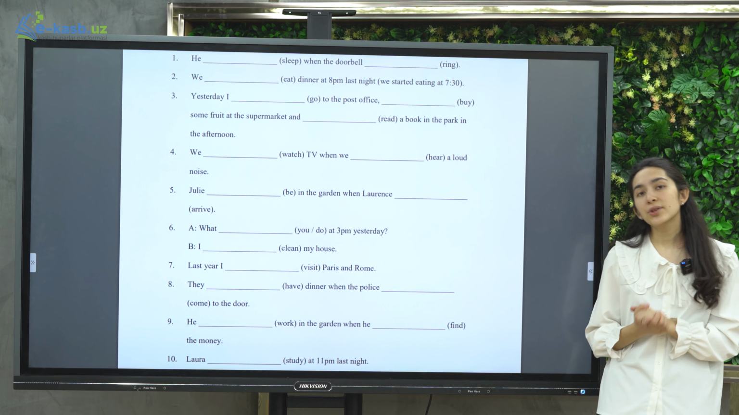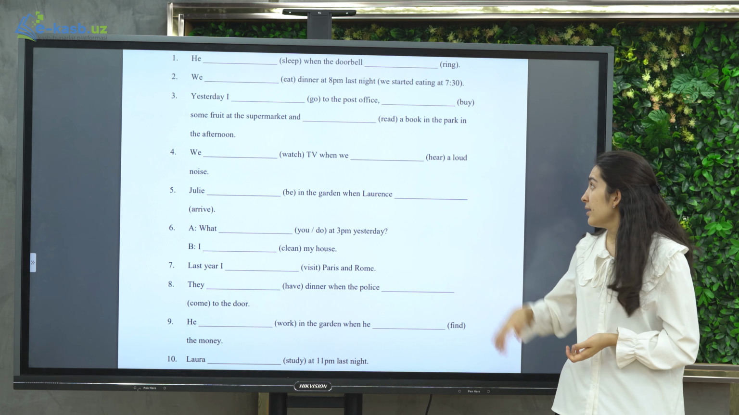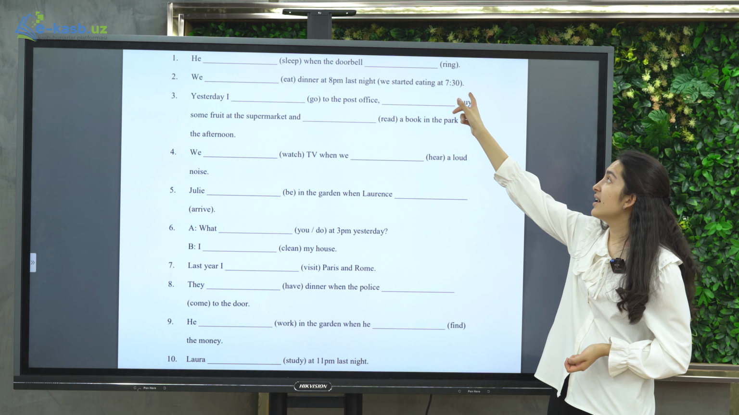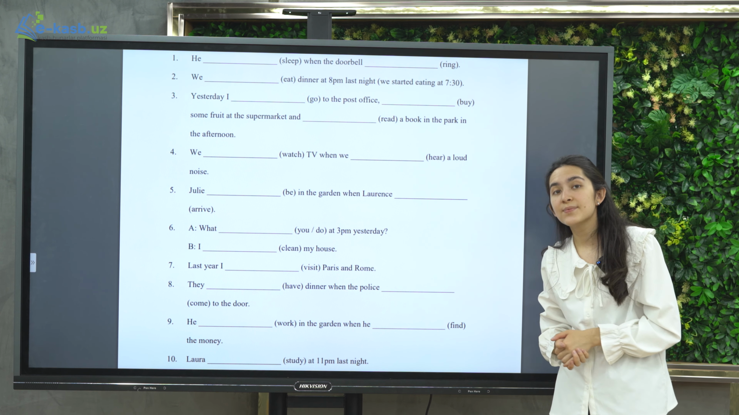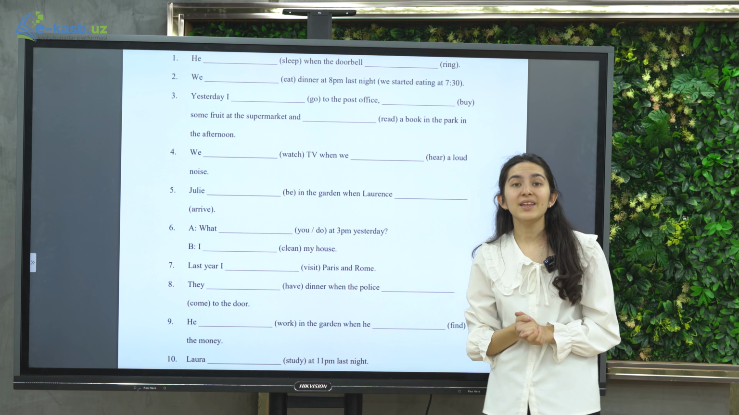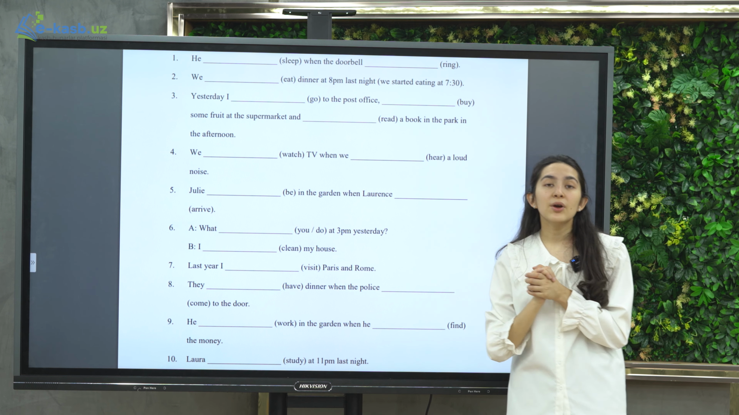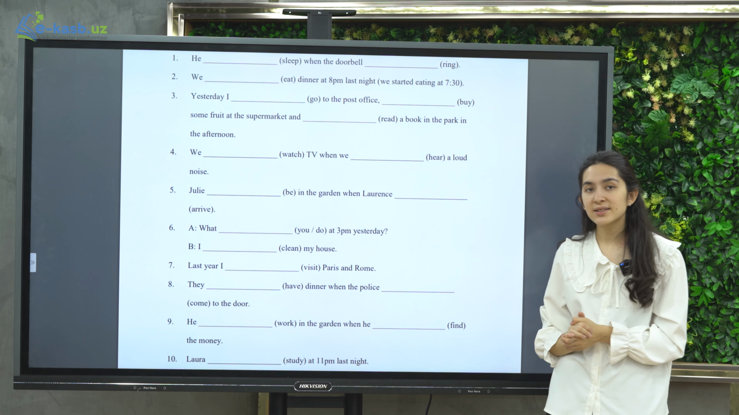last night. So what do we use here? Do we use past simple or past continuous? Please, you tell me. Yes, here we started eating at 7:30, but it doesn't matter. What matters here is that we have exact time. So whenever we have exact time, specific time, we always must use past continuous.